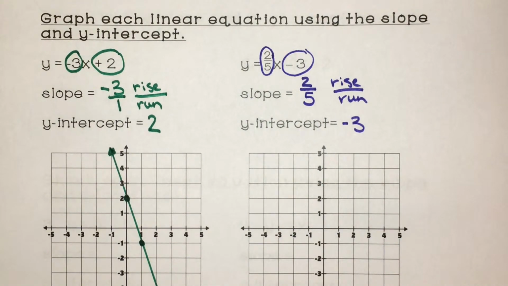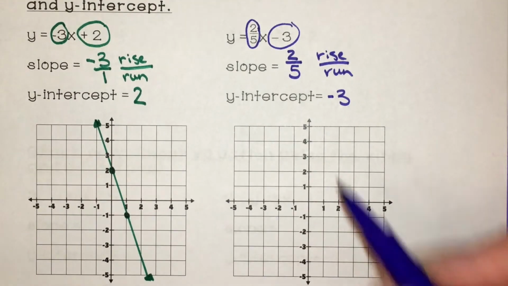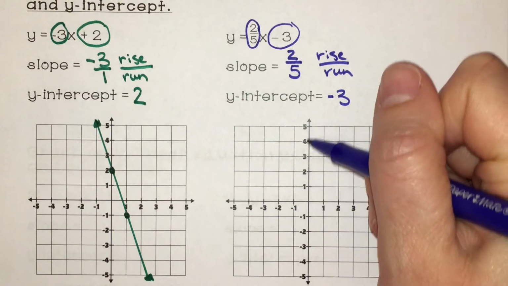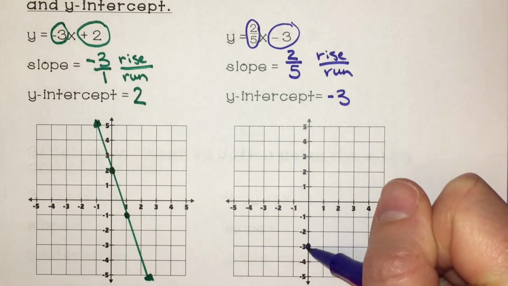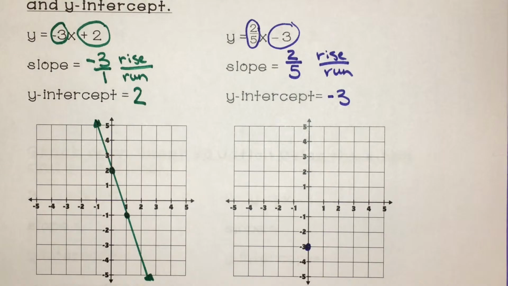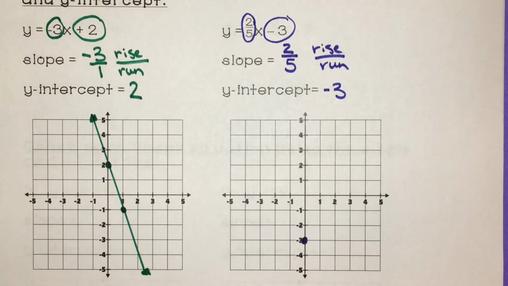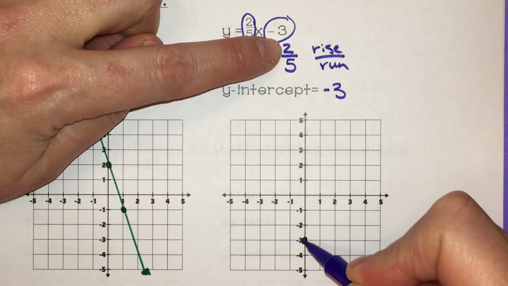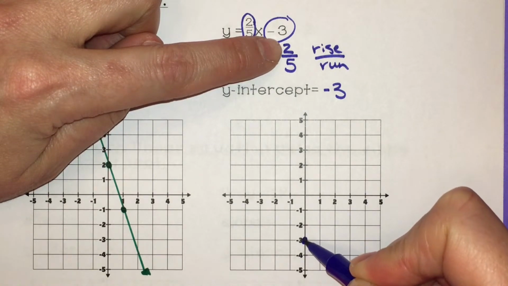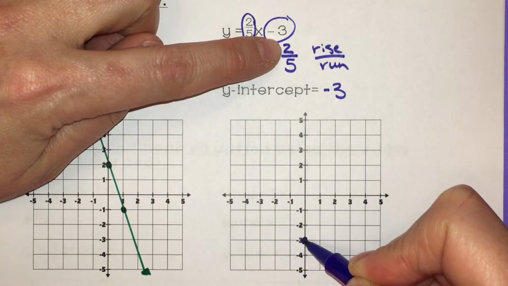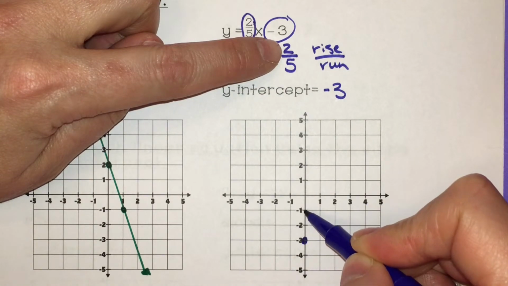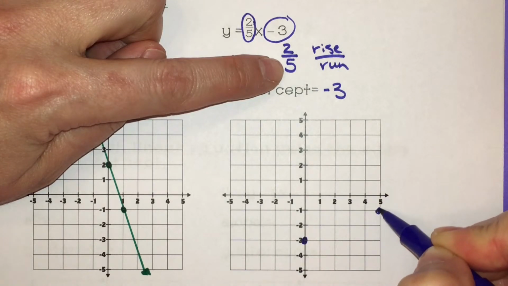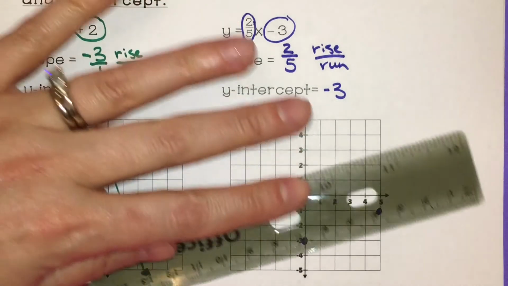So I always start by graphing my y-intercept. It's going to go through my y-axis at -3. So I look at the y-axis, and -3 is all the way down here. So I'm going to put a dot. That's the first point on my graph. From there, I use the slope. Rise +2, meaning going up 2 from my y-intercept. That's where I have to start. I know that's a point on my graph. So I go up 2, run +5, so that's to the right 5, and this is my second point on my graph.